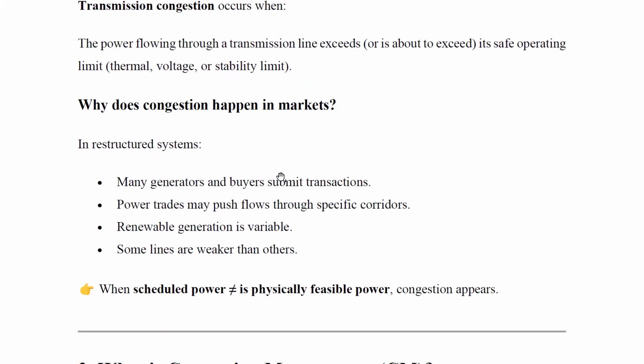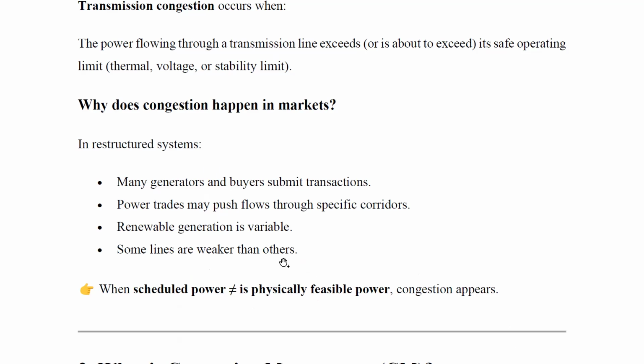Why does congestion happen in the market? For example, in a restructured power system, many generators and buyers submit transactions. So power traders may push the power flows to some specific corridors, that means transmission lines. Renewable generation is sometimes variable, and some lines are weaker than others. So scheduled power is not equal to physically feasible power. At that time congestion appears.